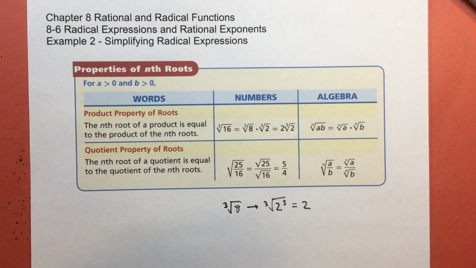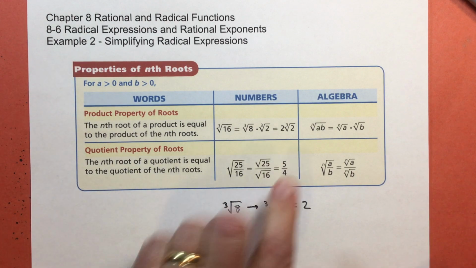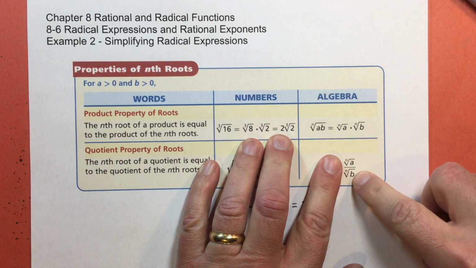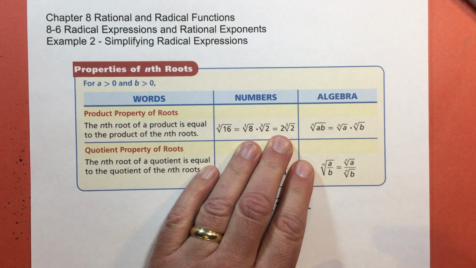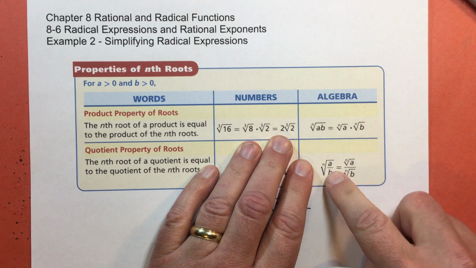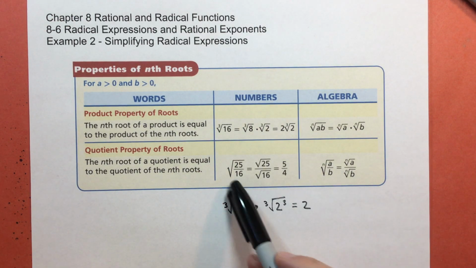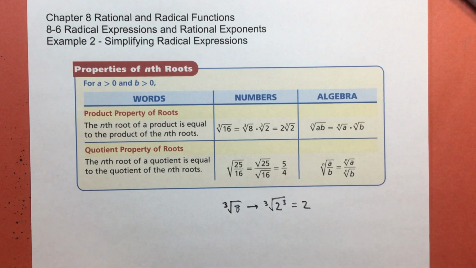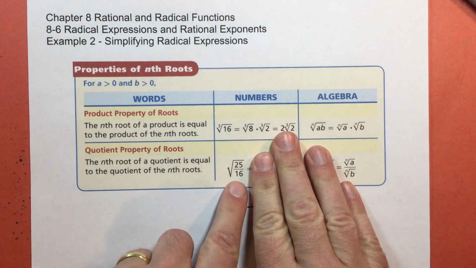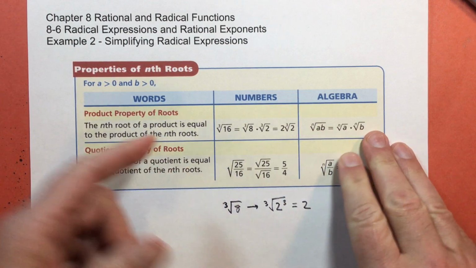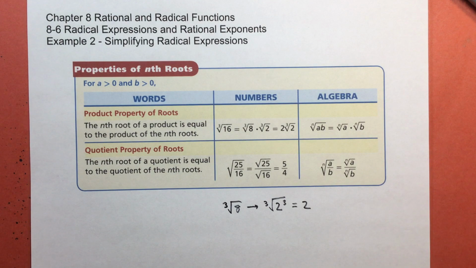Now, along with the product property, we have the quotient property. And again, I'm going to show you this over here. If I've got the nth root of something divided by the nth root of something, then I can combine them into the nth root of a divided by b. So I can put it under one radical. And going the other way, just like this example, I can separate it under two different radicals, one in the numerator, one in the denominator. So if I start out with the square root of 25 over 16, that becomes the square root of 25 over the square root of 16, which of course simplifies to 5 over 4.